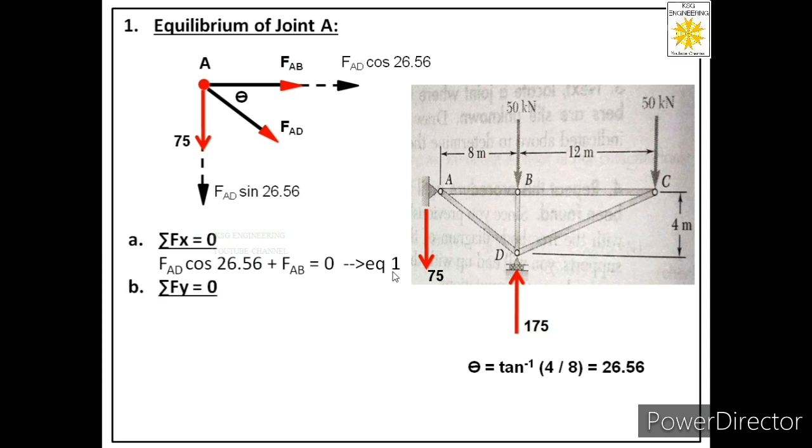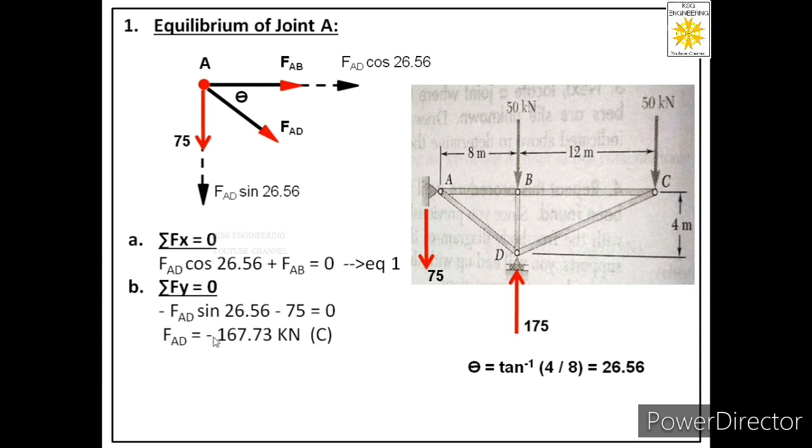Now let us apply the second equation of equilibrium, that is summation Fy equal to 0. How many forces are acting on the free body in y direction? There are two, 75 and FAD sin 26.56, and both are acting in downward direction. So we have to consider these two negative. We will say minus FAD sin 26.56 minus 75 equal to 0. From here we can get the value of FAD, and the value of FAD will be equal to minus 167.73 kilonewtons.